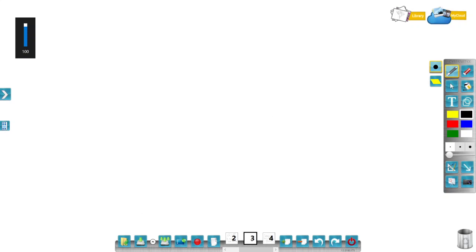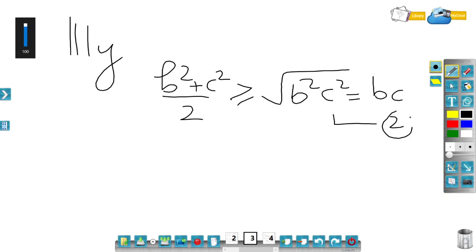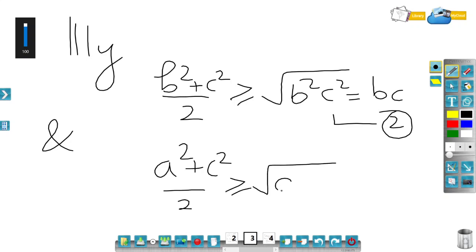Similarly, apply the AM-GM inequality on b square and c square. What I will get is: b square plus c square by 2 is greater than or equal to the square root of b square c square, which is bc. This is number 2. And now apply the arithmetic mean and geometric mean property on a square and c square. We will get a square plus c square by 2 is greater than or equal to the square root of a square c square, which is ac.